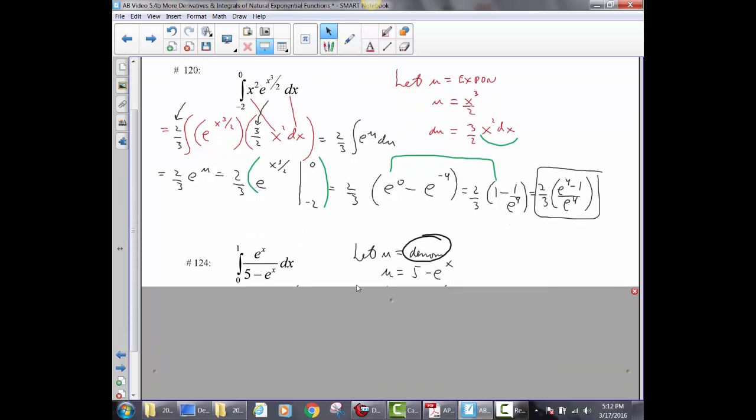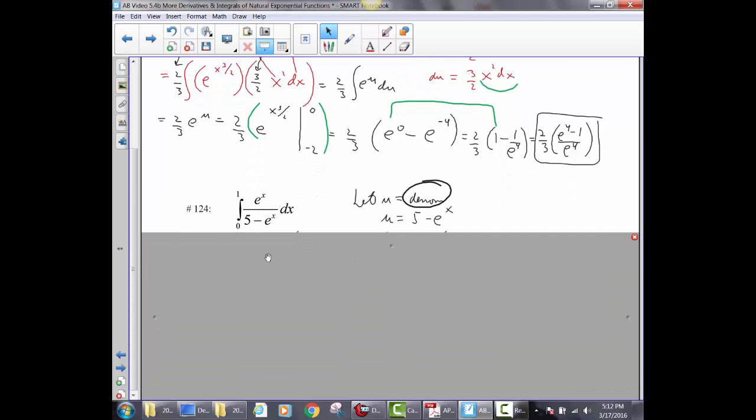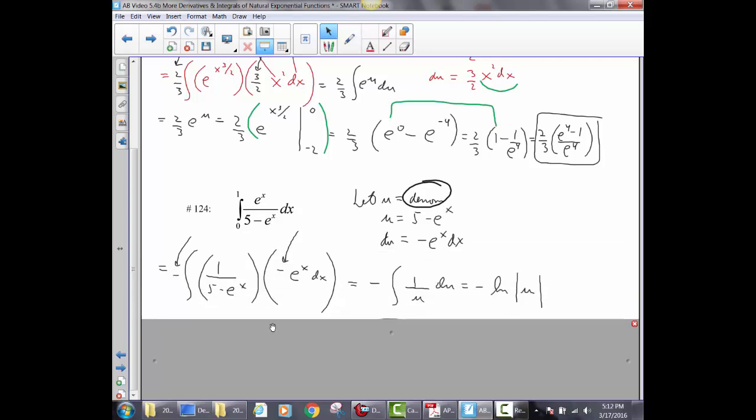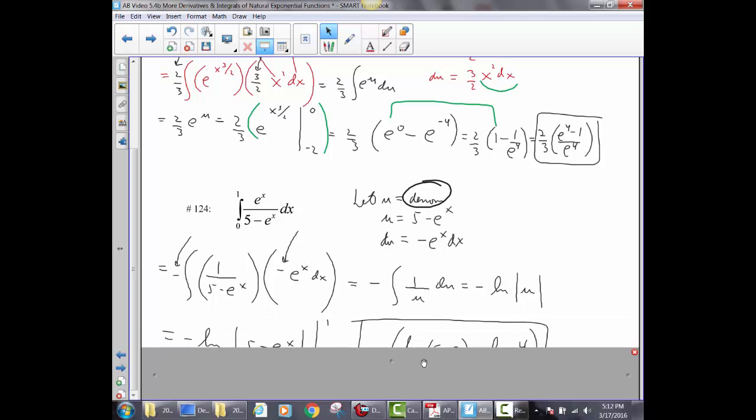Here's another example. This time there's no point in letting u equal the exponent, because letting u equal x does nothing. This time we're going back to something we knew already before, which is let u equal the denominator. The derivative of that denominator is negative 1 times e to the x dx. So the only thing we're missing is the negative. Introduce, counteract. I now have negative the integral of 1 over u du, which will give negative ln of absolute value of u.